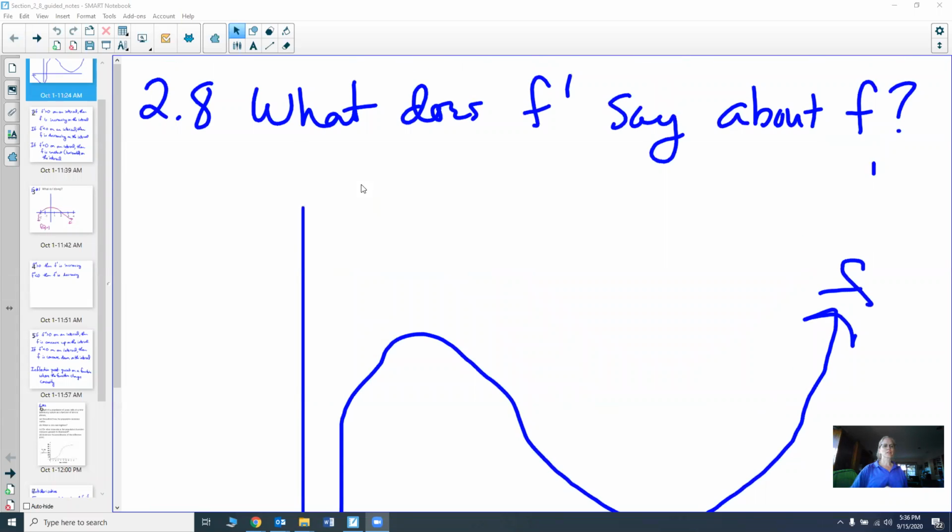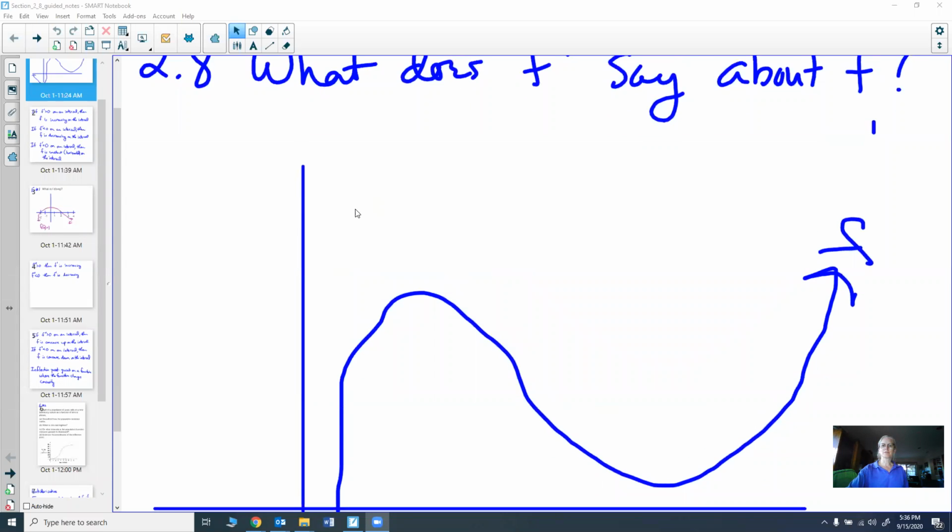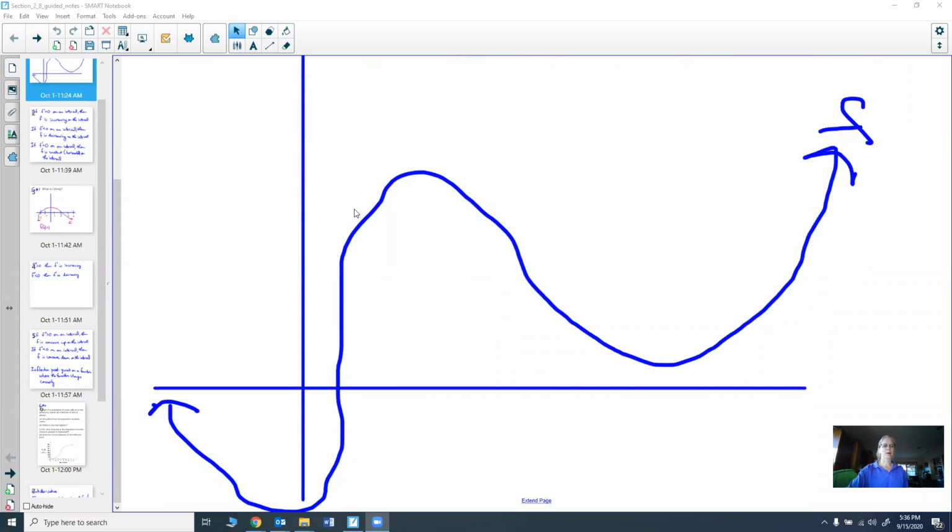So in this section, we're going to talk about what the derivative tells you about the original function. Let's say we have the original function here. Here's a function f. I want to know what this function tells us about the derivative, and that will help us tell what the derivative tells us about the function. So let's actually start off.